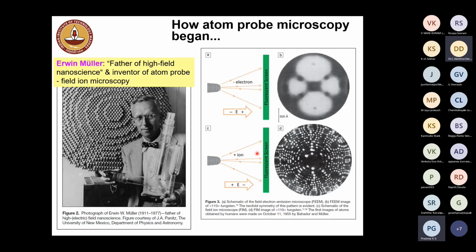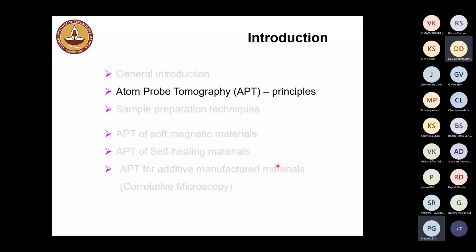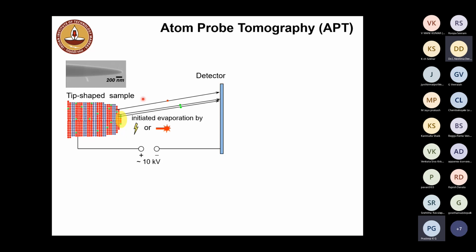Now, based on this technique of field ion microscopy, he later went on to develop what is today's generation atom probe tomography. So now we will go into atom probe tomography and try to understand the principle of how it works. Like I said, we need to produce samples in the form of a very sharp needle, 50 to 60 nanometers in diameter, having a hemispherical cross section. To this tip, we apply positive potential.